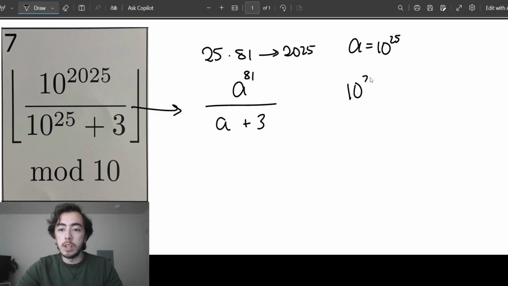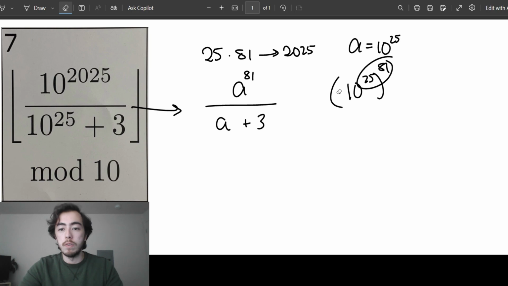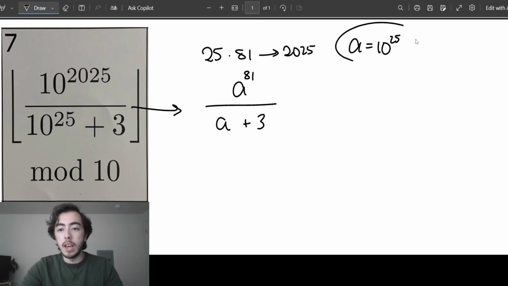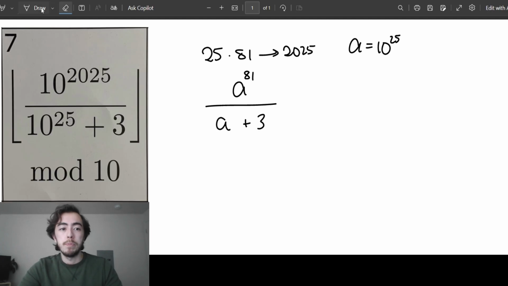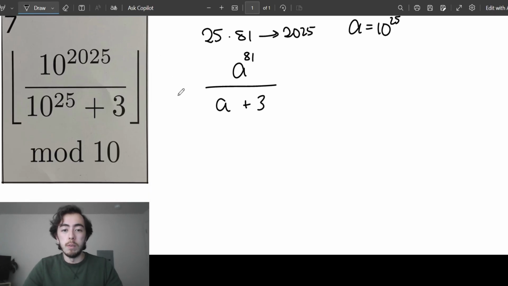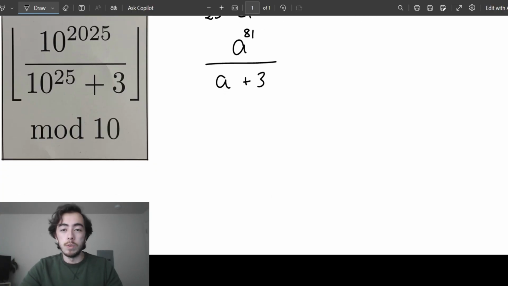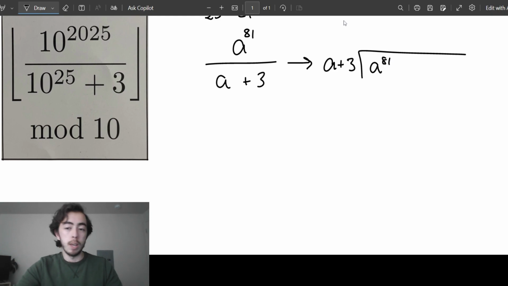And then using some exponent rules, we can multiply these numbers, and that would bring us back to 2025. So as long as we keep in mind that a is 10 to the power of 25, we can treat the quotient with slightly lower powers. It's still a little bit hard. There really isn't a good way to simplify this. This plus 3 is putting in a lot of work to make this problem difficult for us. One method I found was to use long division on this. And so we could think about dividing a to the power of 81 by a plus 3.